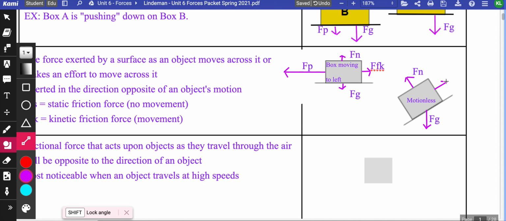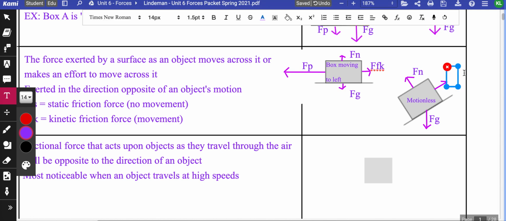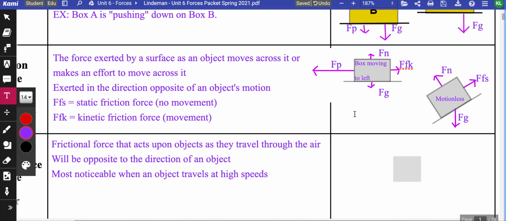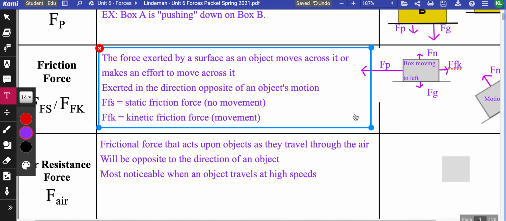And I'm making all of these about the same length. I'm just kind of eyeballing it. Again, I'm not using a ruler or anything like that. Like we can tell this Fp arrow is much longer than the Ffk arrow here, right? These arrows are all about the same length. So it's all kind of approximate here.